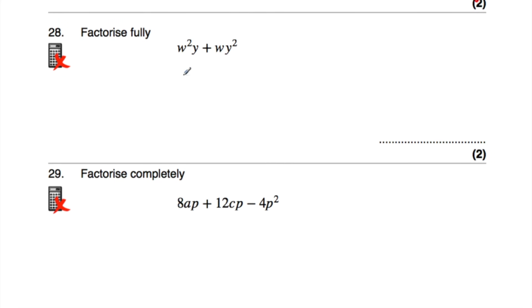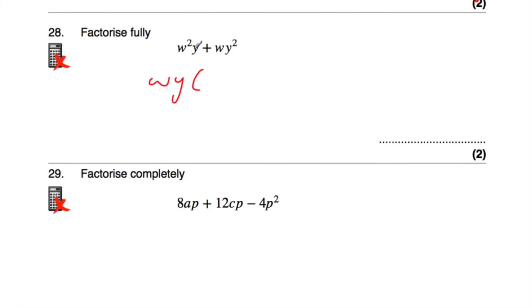So question number 28, we've been asked to factorise w squared y plus wy squared. And I like this question because it just looks quite neat. And we've got w squared y and wy squared. So in terms of our common factors, I can see that both terms have got w's in them, and we've got w squared and w, so let's take a w out. And then we've got y and y squared, so let's take a y out. So let's divide both of the terms by wy and see what we've got left.